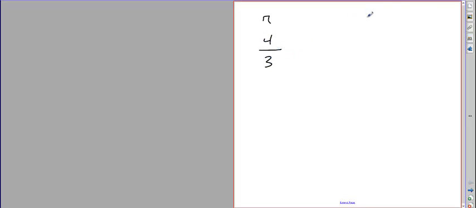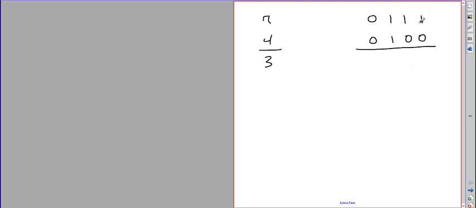We know that's 3. So the binary number for 7 is going to be 0, 1, 1, 1. 4 plus 2 plus 1 is 7. 4 is going to be 0, 1, 0, 0. This one's actually pretty easy.